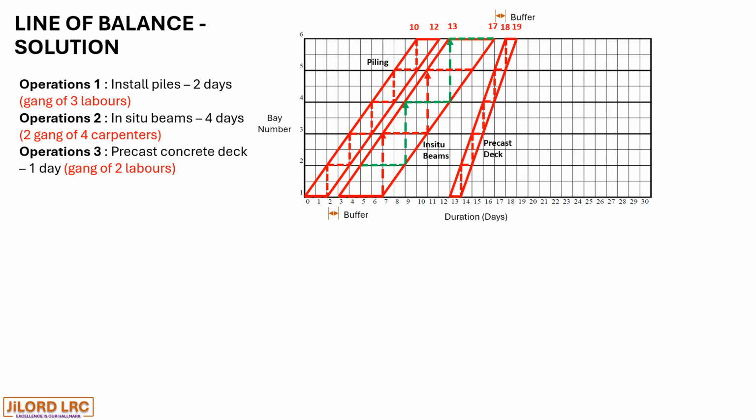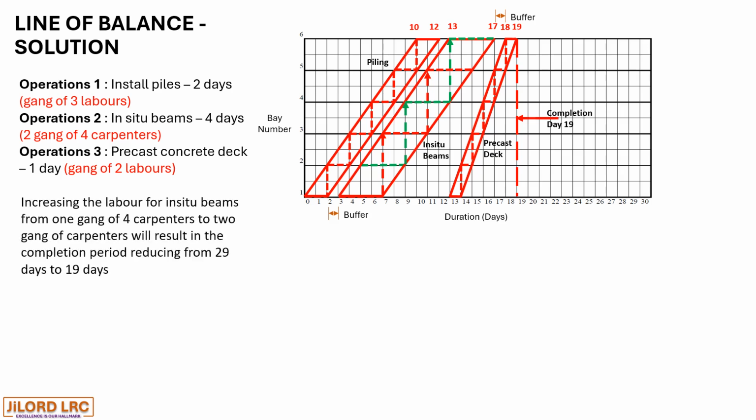So we have seen that the entire operation was completed by day 19. Increasing the labor for in-situ beams from 1 gang of 4 carpenters to 2 gangs of carpenters will result in the completion period reducing from 29 days to 19 days. This has also increased the rate of production.